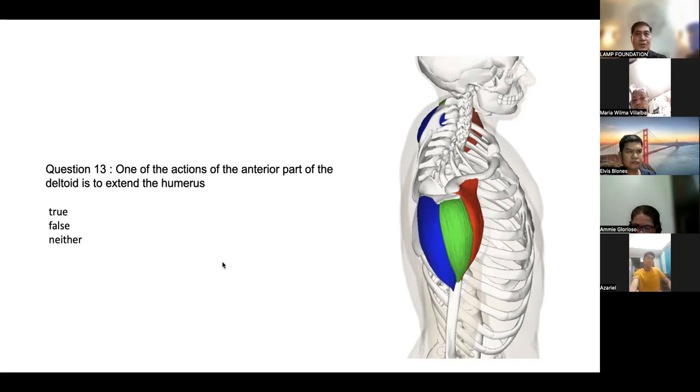Okay, pag inaabot mo yung object, let's say sa shelf, anong ginagamit mo na part ng deltoid? Kasi may iaabot ka sa shelf, may kukunin ka sa shelf mo. Yung arm po. So, ine-extend mo yung humerus mo. So, anong part ng deltoid yun?